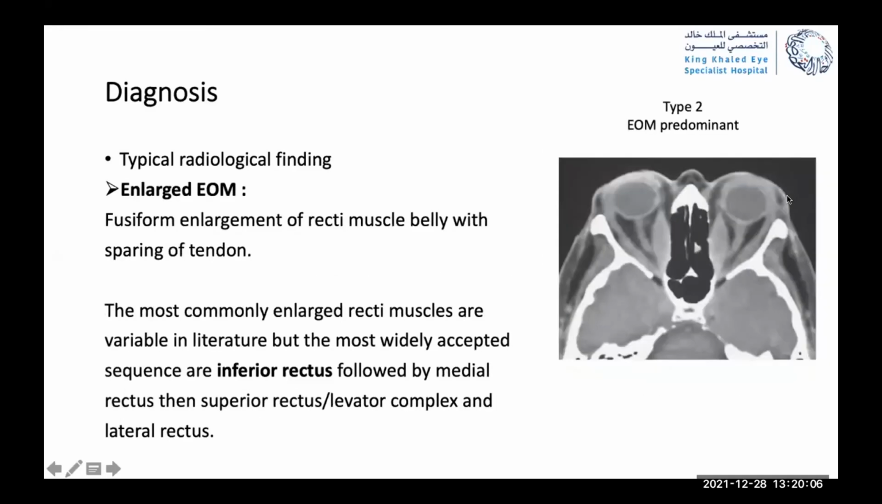Okay, the second typical radiological finding is enlarged extraocular muscles, and the fusiform enlargement of the recti muscle belly with sparing of the tendon is one of the typical findings. The most commonly enlarged recti muscles are variable in the literature, but the most widely accepted sequence is inferior rectus, followed by medial rectus, then superior rectus and levator complex, and lateral rectus.